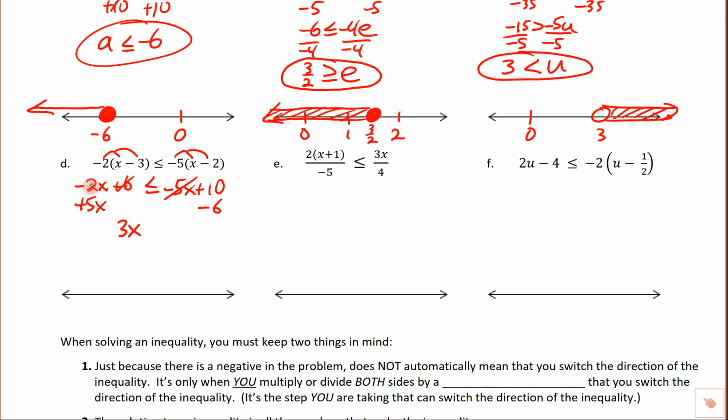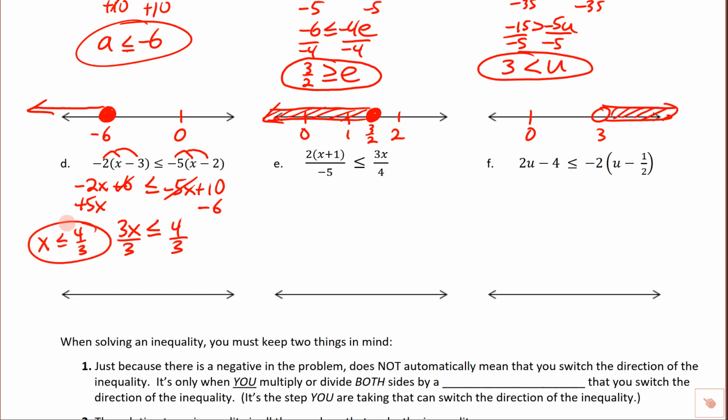And notice what we have here. Negative 2x plus 5 is 3x. So we have a positive coefficient. We're not going to need to divide by a negative, and that's going to save us a little bit of a headache here. So we get a 4 on this side. We're going to go ahead and divide by 3. We're not dividing by a negative. So the answer on this one is x is less than or equal to 4/3.